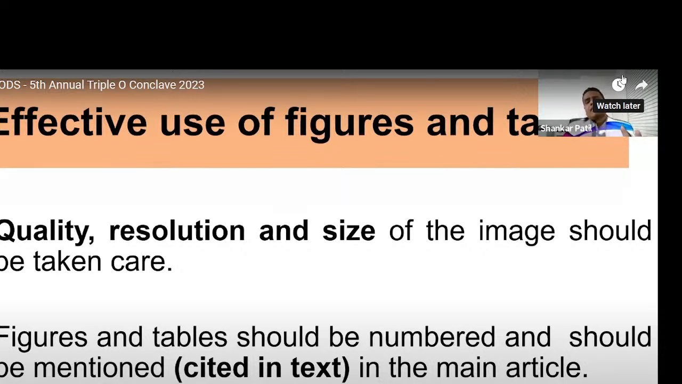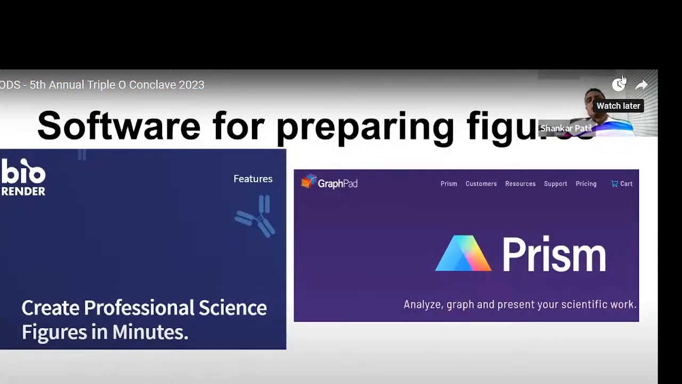The size of the image should be according to the size recommended by the journals, and figures and tables should be numbered and cited in the main article. Quality and resolution are very, very important, where people fail to follow that. Many articles which are submitted, we usually have to reject because the resolution of the image is very poor. Submit a minimum of 300 dpi high resolution images in JPEG or TIFF format, or whatever the journal specifies.